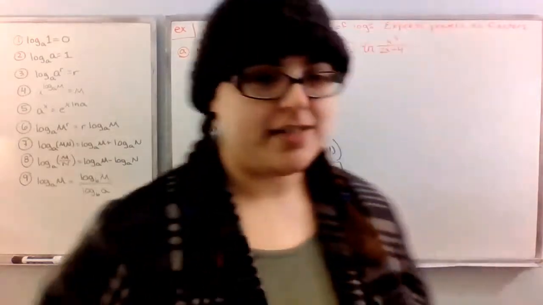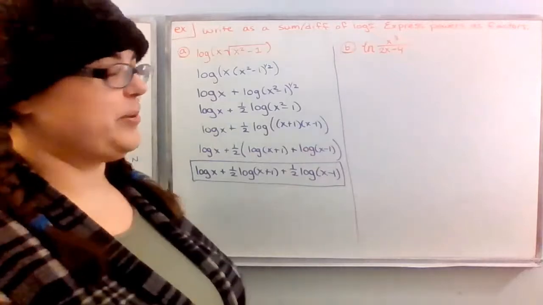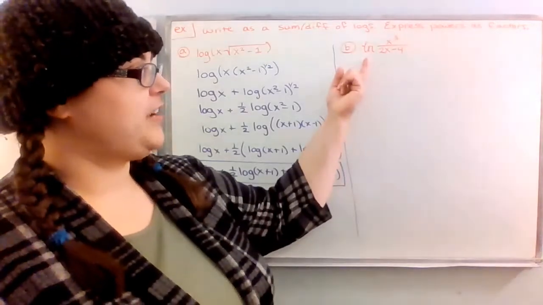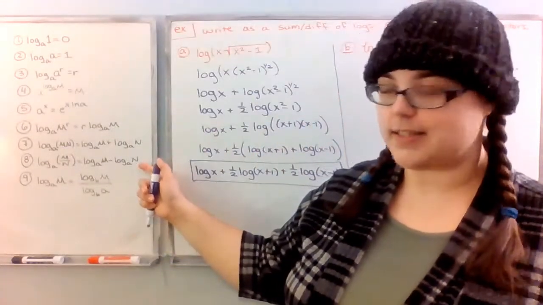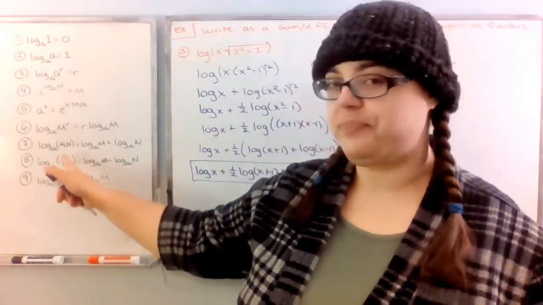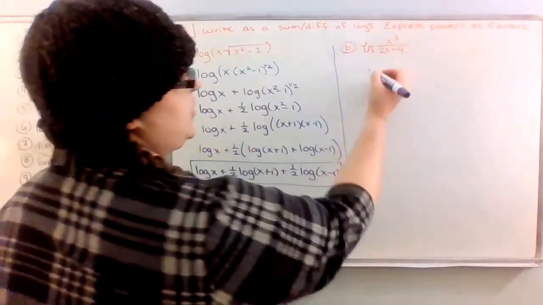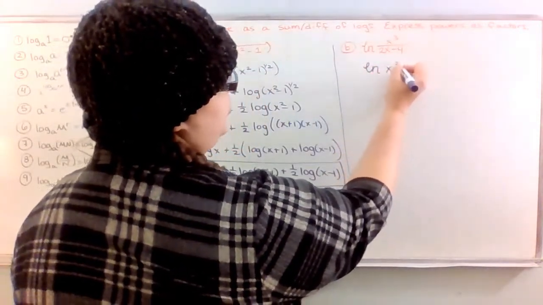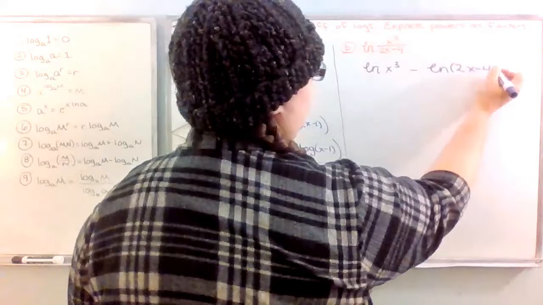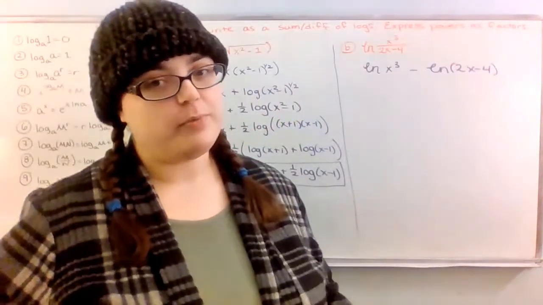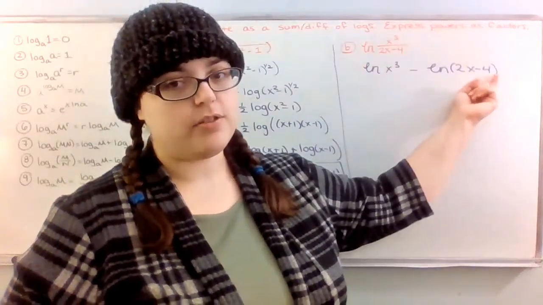Okay, now let's take a look at example B. I'm going to draw a squiggly line here, just to keep them separate. This time I have a natural log of a quotient, so I'm going to apply property 8, because we have the logarithm of a quotient. Remember, natural log just means a log with a base of e. So I'm going to write this as the natural log of x cubed, and then subtract the natural log of 2x minus 4. You do want to be careful to include parentheses if you have a difference, so we need parentheses around the 2x minus 4.